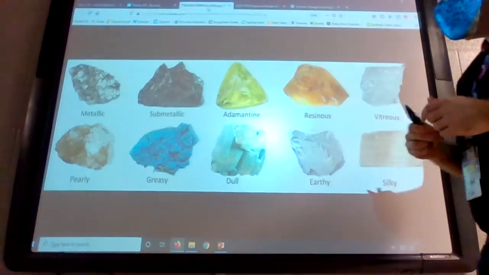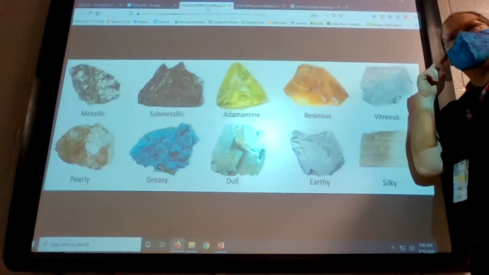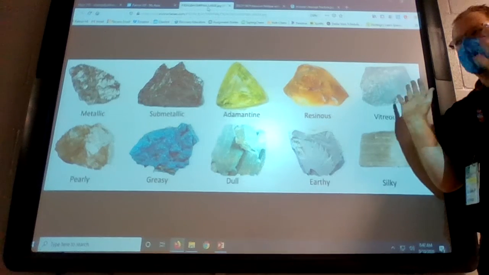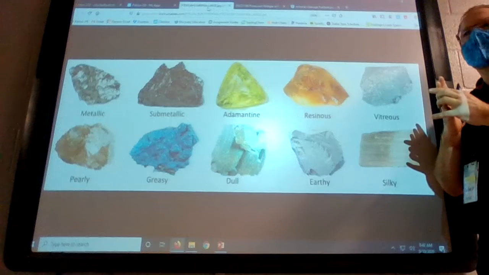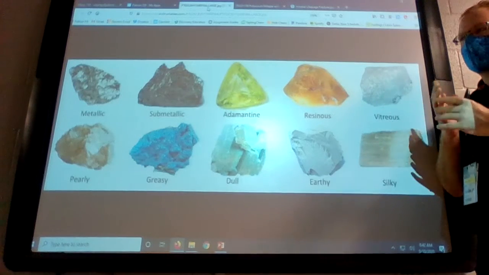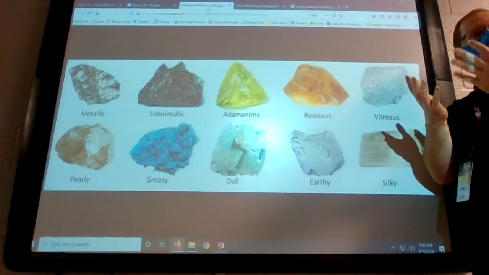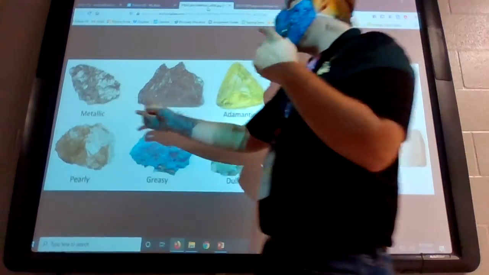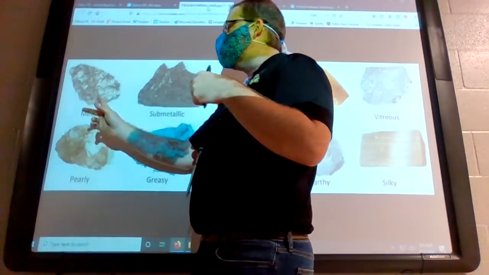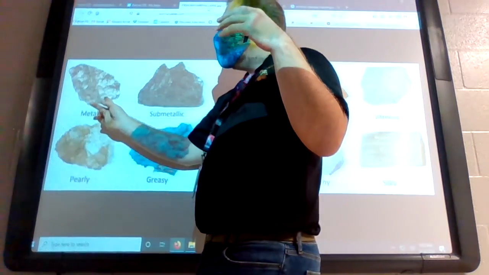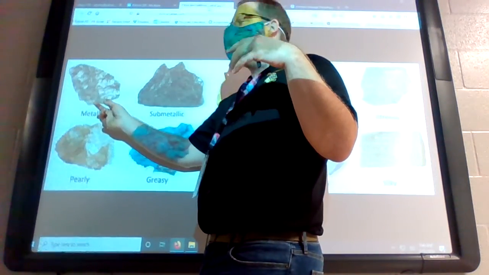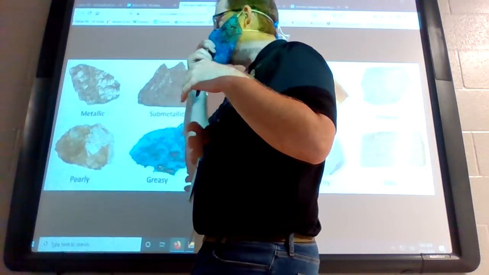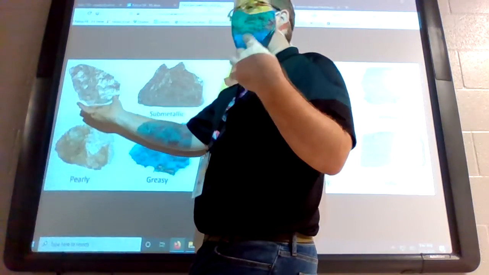Here we are, which has some pretty good examples of some of these. Know that these were kind of curated to fit into these categories nicely, and so it's good for an example, but when you actually see real life samples, they don't always look exactly like this. So we start off with metallic. This is a nice shiny piece of metal. It might be galena, but galena also usually has a nice shape to it, and I don't see that here, so it could be something else. But this is a metallic shine.